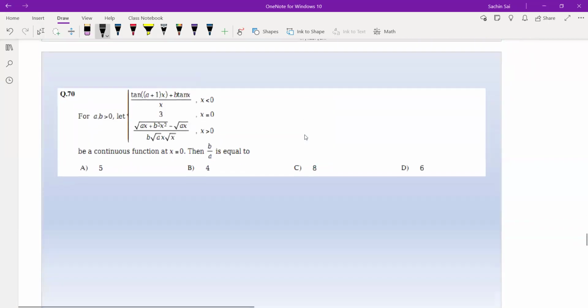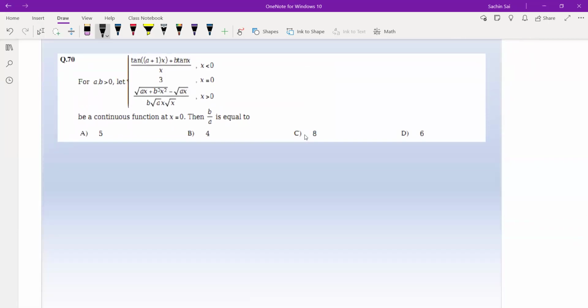All right, so let's move to the next question. Oh, another question on continuity here. For a, b greater than 0, let f of x equal... We are given three different definitions here. So once again, the change in the definition of the function happens at 0, right?